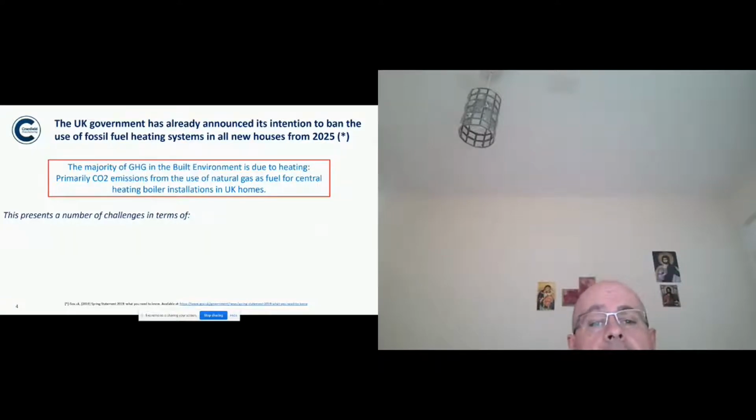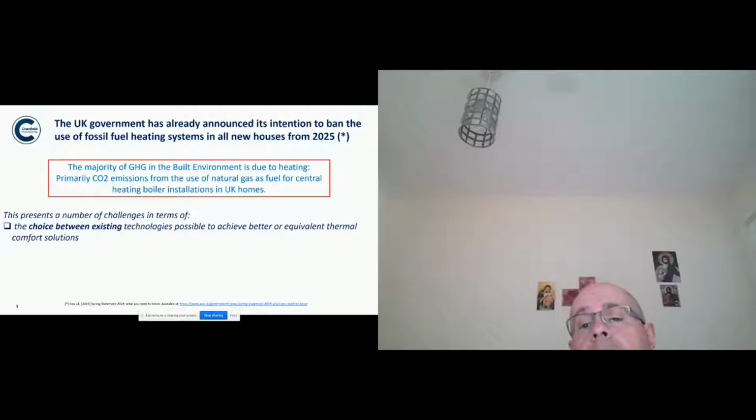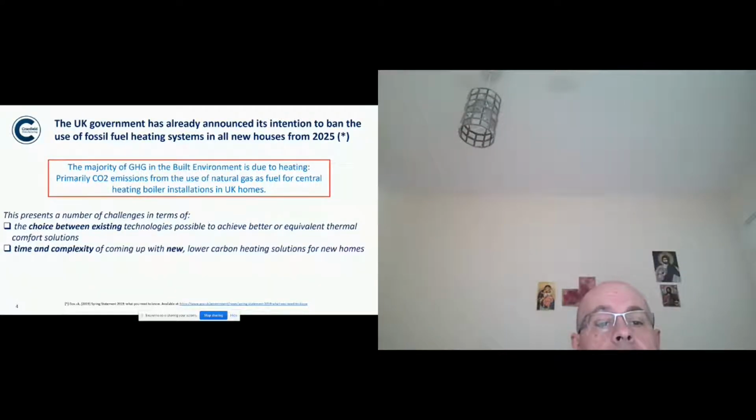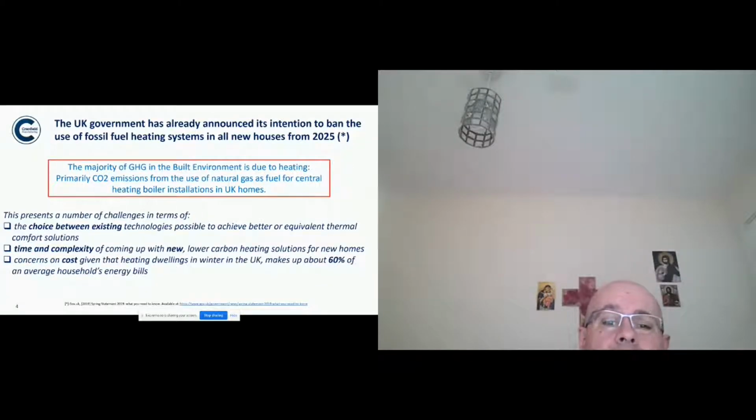And this presents a number of challenges in terms of the choice between existing technologies possible to achieve better or equivalent thermal comfort solutions to natural gas heating, time and complexity of coming up with new lower carbon heating solutions for new homes, and the costs relevant to heating of dwellings in winter times in the UK, which is currently about 60% of an average household's energy bills.